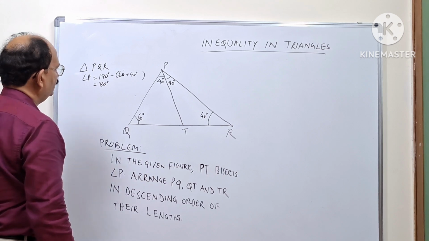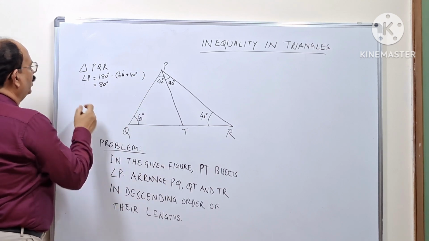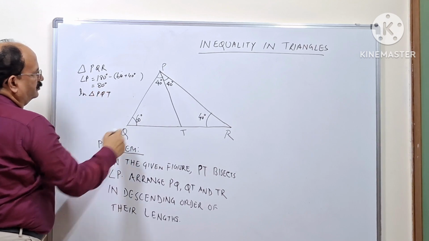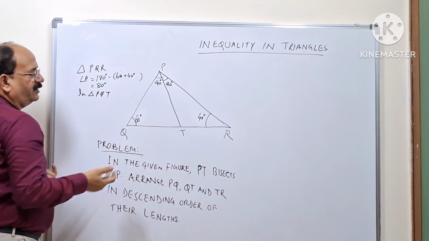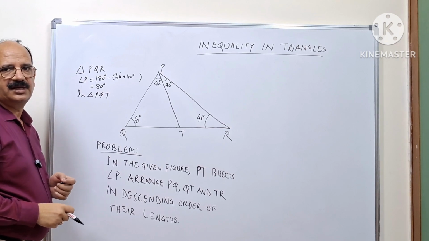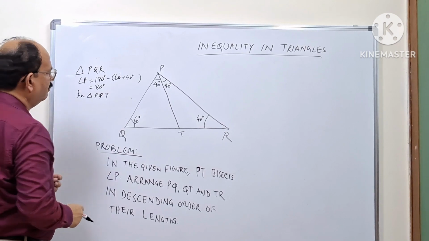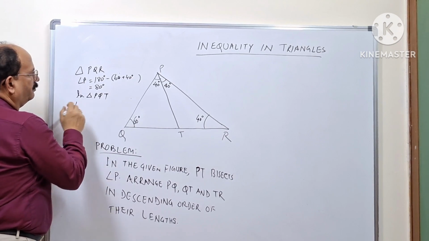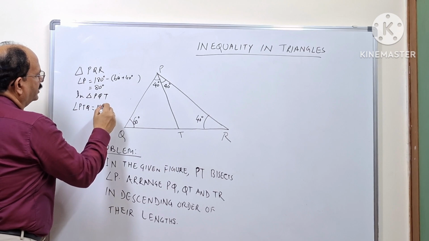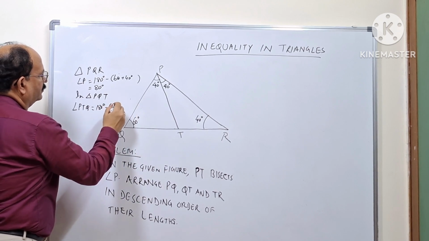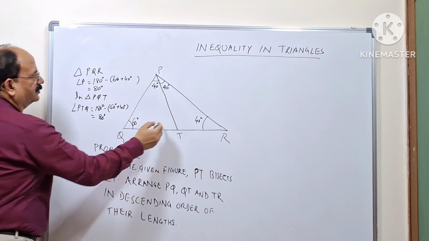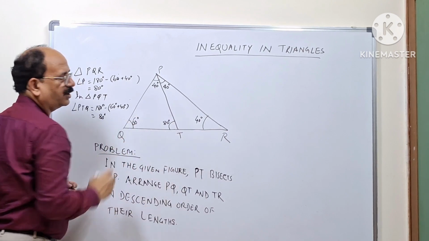Now let's look at triangle PQT. In triangle PQT, again we will use the concept that the sum of these three angles will be 180 degrees because these three angles are part of the same triangle. Therefore, angle PTQ will be equal to 180 minus (60 plus 40), which is again equal to 80 degrees. So this angle also will be equal to 80 degrees.